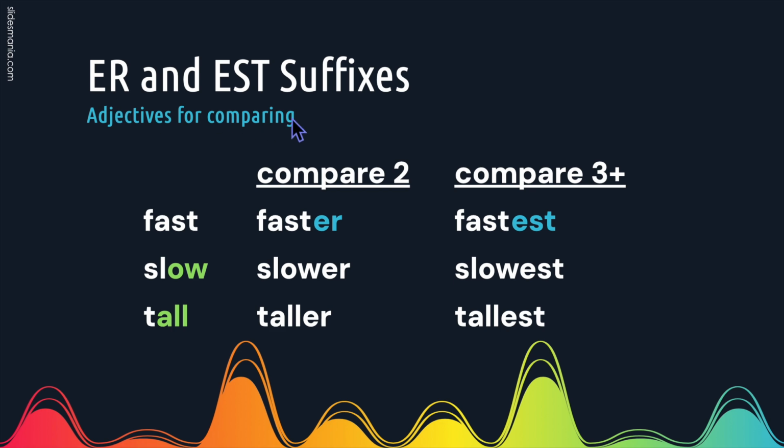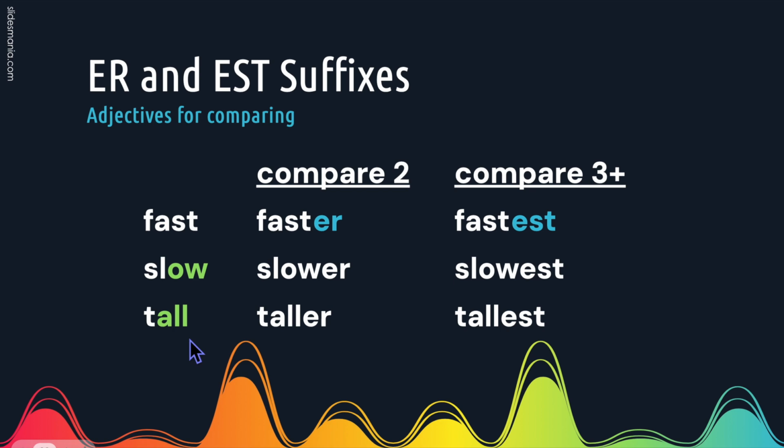ER and EST are two suffixes that are used for comparing. So here we have our root word fast. If we want to compare two things, we can say that one is faster than the other. If we want to compare three or more things, we can say that one of them is the fastest. OW says O, so here we have slow, slower, slowest.